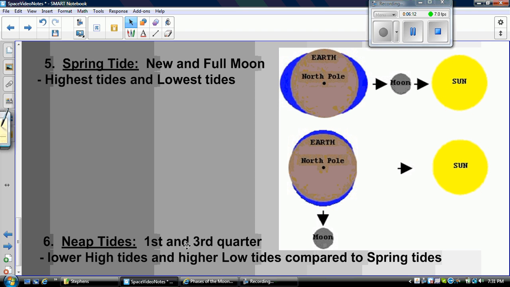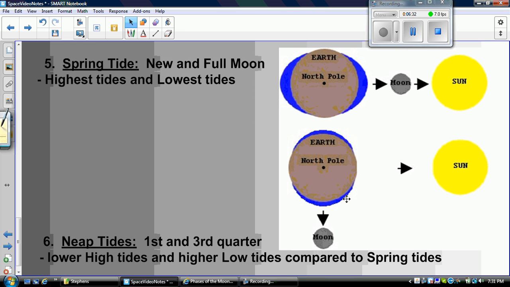Neap tides occur during the first and third quarter. We have lower high tides and higher low tides compared to spring tides. This is because the sun and moon are not in alignment. The moon has a stronger gravitational pull than the sun, but the sun is still pulling on the Earth's oceans as well. They're just pulling in opposite directions.